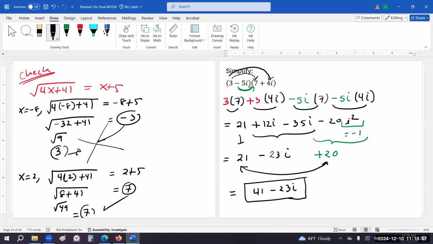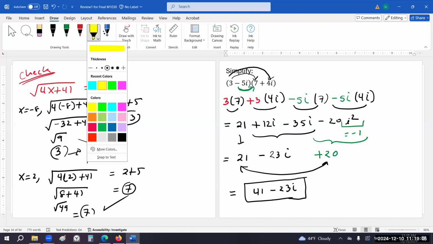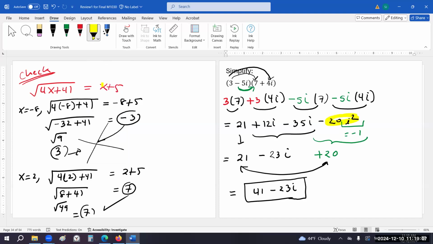So your job will be to go back to your exam and see why you got it wrong. As far as I remember, most of you got it wrong because of this. You didn't write it's i squared. You wrote simply i. And then if you did i squared, you forgot that the negative 20 turns into positive 20.